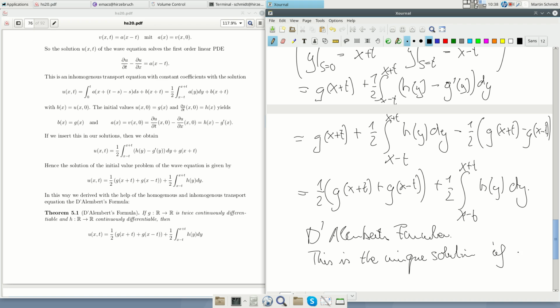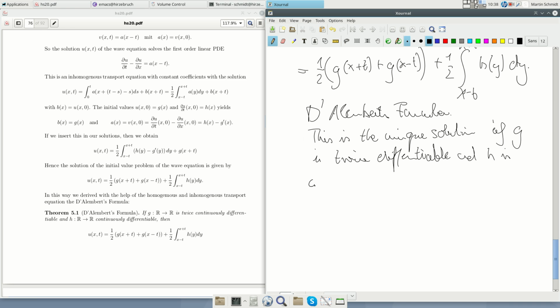Yeah, if g is twice differentiable, and h is continuously differentiable. Yeah, because then the integral clearly is twice differentiable, and so the whole function is twice differentiable. Yeah, so this is D'Alembert's formula.